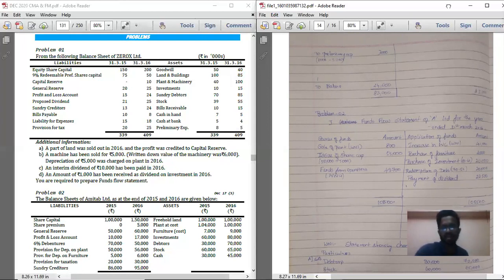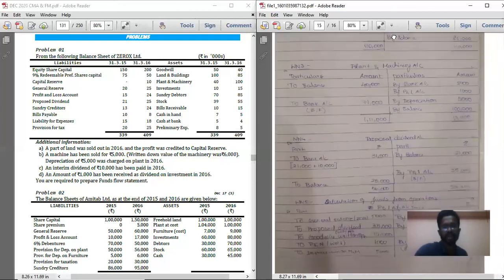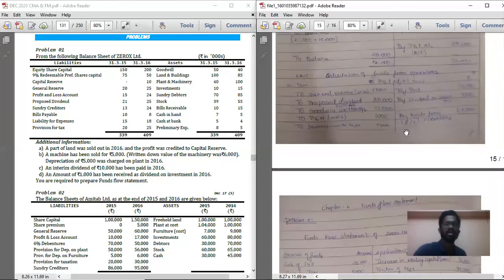So the total is 83,000, and just deduct the balances. You will get the balancing figure. That is nothing but the funds from operation, which is coming on the credit side. So 83,000 minus 15,000 minus 1,000, you are getting 67,000.